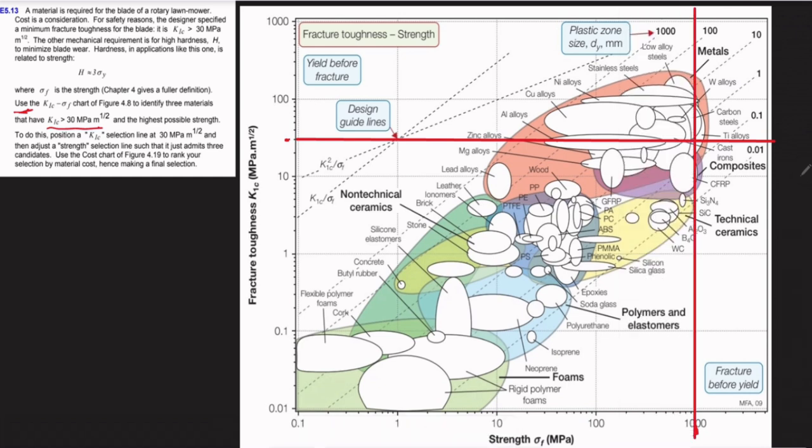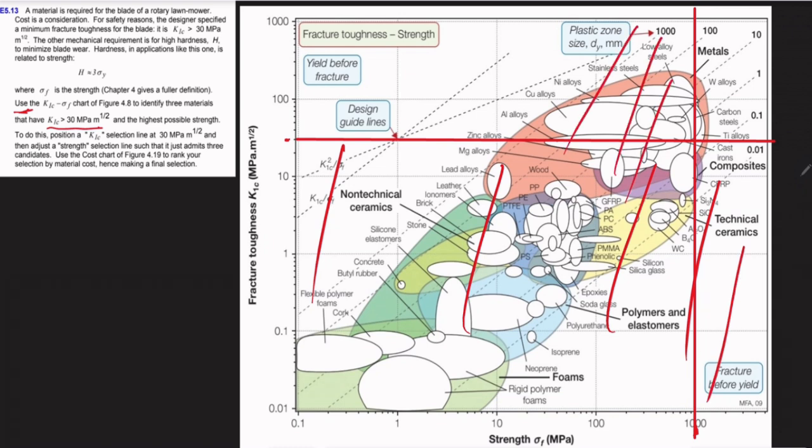You're looking for materials with very high fracture toughness and very high strength. Everything down here did not pass, and everything this side did not pass. Based on this, you can see the materials that passed are, if you see here, carbon steels. So this is 1. You can see titanium alloys. This is 2. Titanium alloys, carbon steels, and we still have one more material.